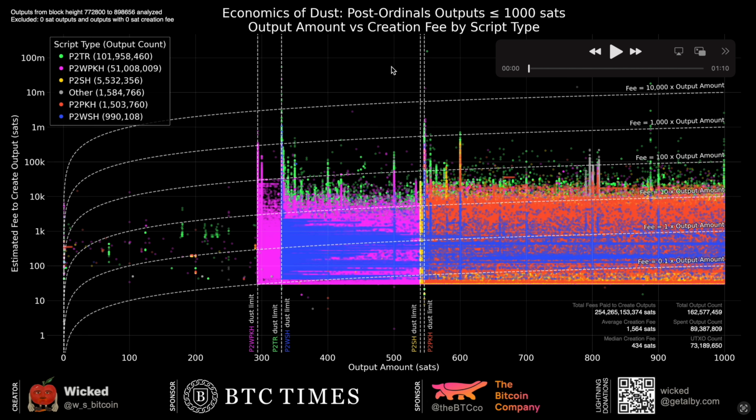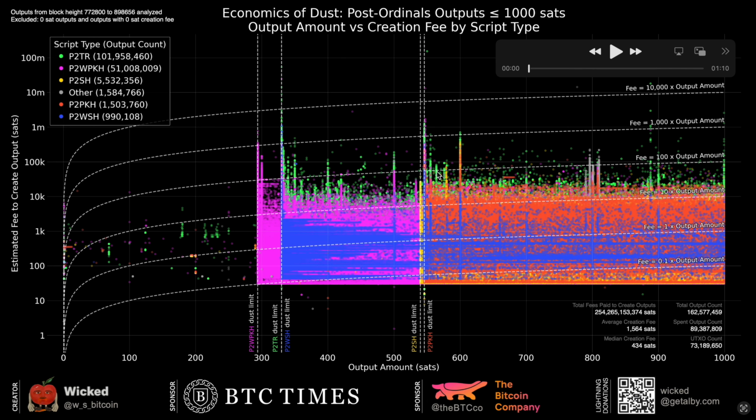It's important to note that this isn't the total fee for the whole transaction. It's just the cost of creating each individual output. So I estimated it by multiplying the transaction's fee rate by the expected size of the output's script, and that gave me the estimated fee to create the output. So each point on this chart represents a single output.